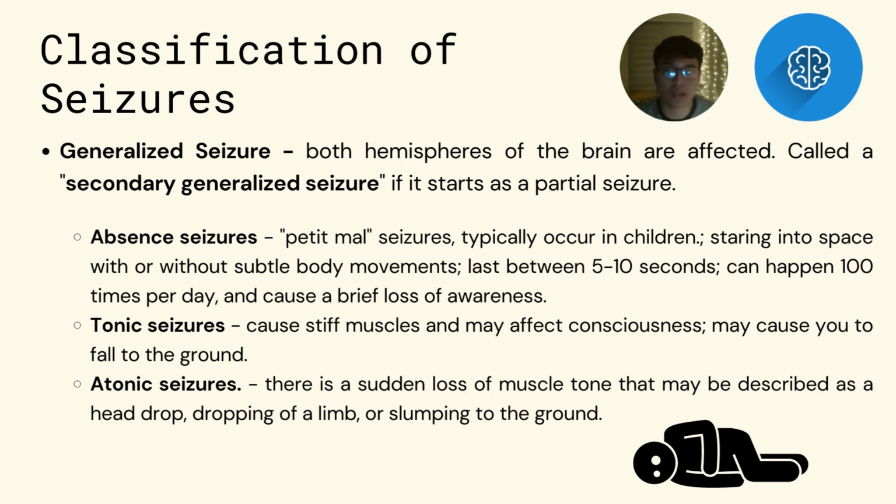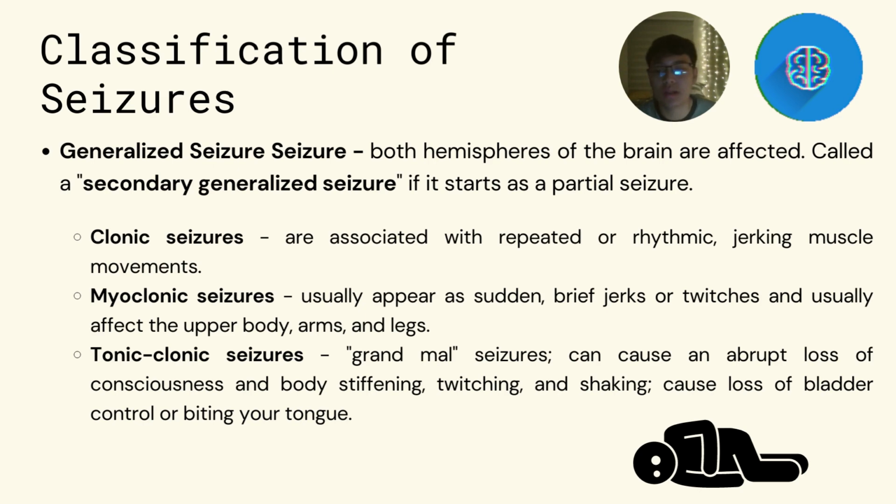Next, we have atonic seizures. These atonic seizures are also called drop seizures. They are called drop seizures because the muscles they affect are mostly the muscles of the legs. Next, we have clonic seizures. Clonic seizures are associated with repeated or rhythmic jerking muscle movements. These seizures usually affect the neck, face, and arms. Next, we have myoclonic seizures. Myoclonic seizures usually appear as sudden brief jerks or twitches and usually affect the upper body and arms.